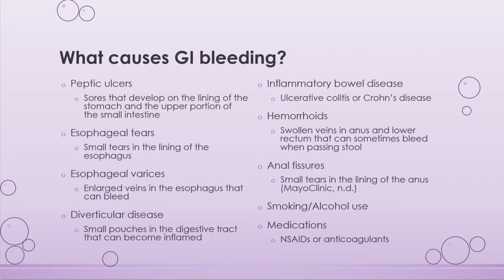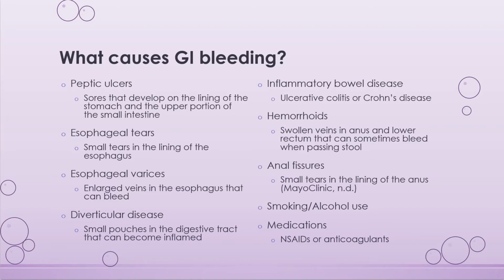So what causes GI bleeding? There's various causes. Peptic ulcers are one. These are usually due to an infection called H. pylori or Helicobacter pylori. And they cause sores to develop on the lining of the stomach and the upper portion of the small intestine, which can cause bleeding if they become irritated.